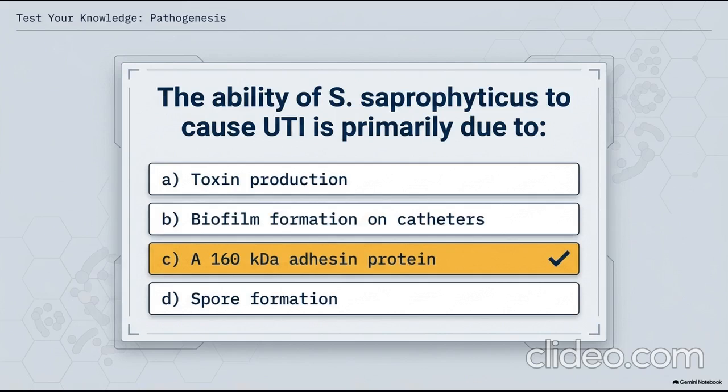Which biochemical reaction is the key feature that distinguishes S. saprophyticus from S. epidermidis? Answer C. Resistance to a 5 microgram novobiocin disc.